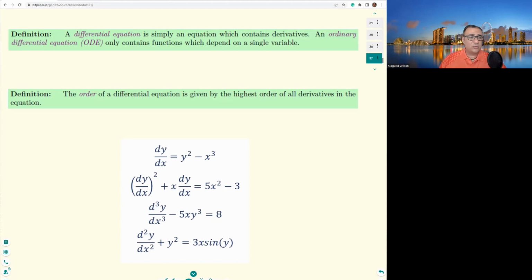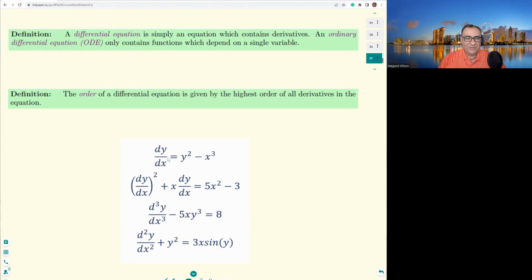Okay, so the first question we can ask ourselves, what is a differential equation? The definition of a differential equation is simply an equation which contains derivatives, right? So an equation in algebra, as you know, has a left-hand side, a right-hand side, and an equal sign in between. So this is called an equation.